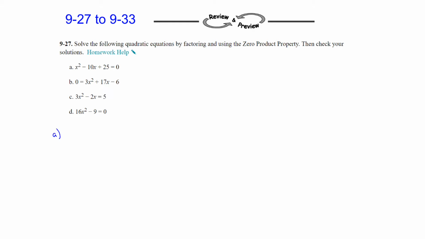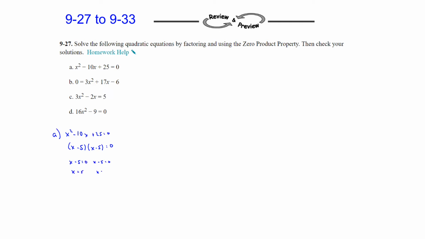Alright, on part A, the directions are asking us to solve all of these using the zero product property. So that means we do need to factor all of them. So the first one will factor into x minus 5 times x minus 5, or you could have written that as x minus 5 squared. Then we'll use the zero product property by setting our factors equal to 0 and then solving.